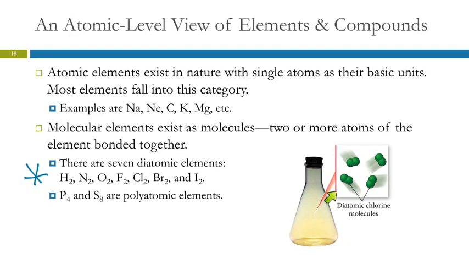So chlorine is one of those. In chlorine gas, there are not individual chlorine atoms floating around. There are chlorine molecules. They are diatomic because it's 2 atoms. So the formulas for these elements are the element symbol with a 2 following. There are 2 common polyatomic elements, P4 and S8. You should know that exists and not be surprised if you see it, but I'm not going to require that you memorize those.